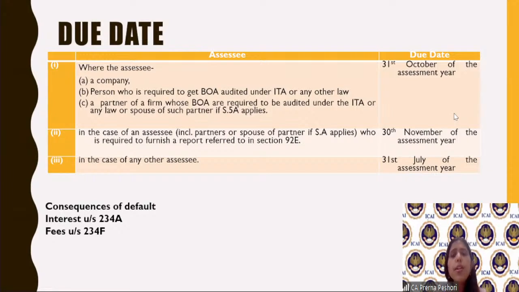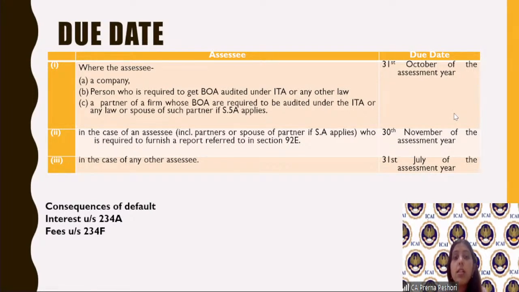Clear? What are the consequences? Very quickly, tell me what happens if I do not file my return of income by the due date. We had discussed that while we were dealing with the TDS chapter, if you remember. There is going to be interest under section 234A at the rate of 1% per month or part of the month. Right? We have discussed that.